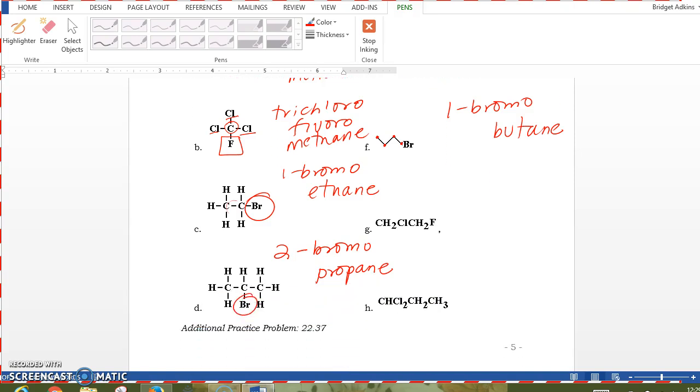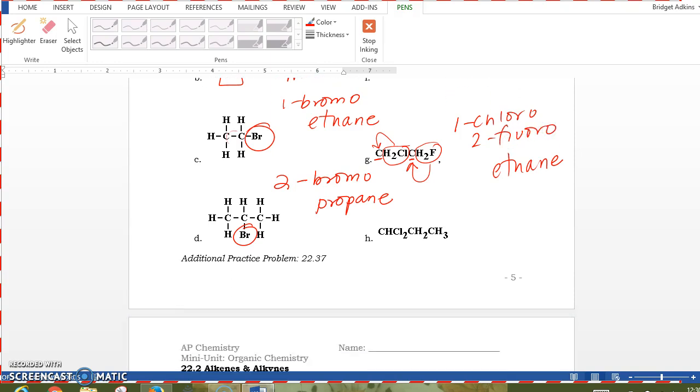All right, and in this one, these last 2, they give you a condensed version. So you just kind of really have to look out for your carbon. So we've got a carbon there and a carbon there. And then these guys are coming off this carbon, and these guys are coming off this carbon. So total, we have 2 carbons. So this is ethane. And we've got chlorine coming off of 1 and fluorine coming off of 1. We could number left to right or right to left. Let's give chlorine the lower number. So we would say 1-chloro, he gets named first, and then 2-fluoroethane.